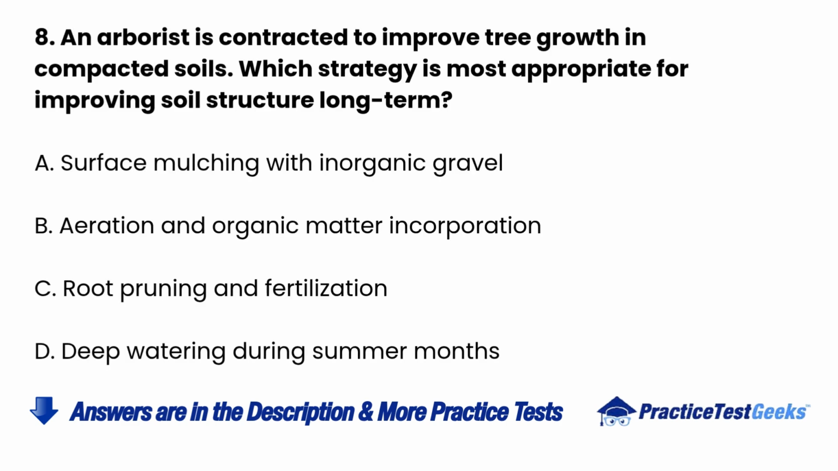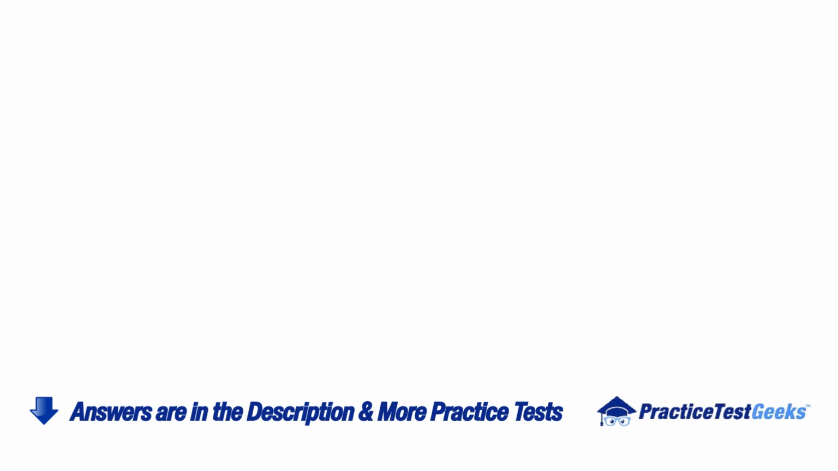8. An arborist is contracted to improve tree growth in compacted soils. Which strategy is most appropriate for improving soil structure long-term? A. Surface mulching with inorganic gravel. B. Aeration and organic matter incorporation. C. Root pruning and fertilization. D. Deep watering during summer months.